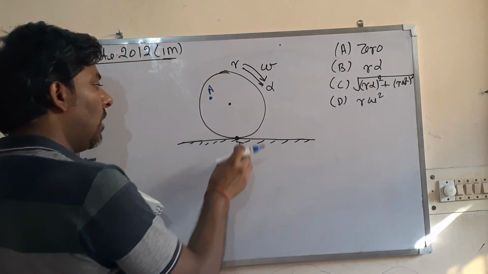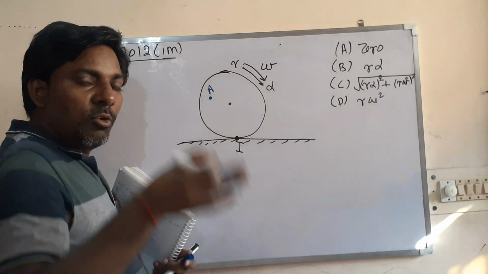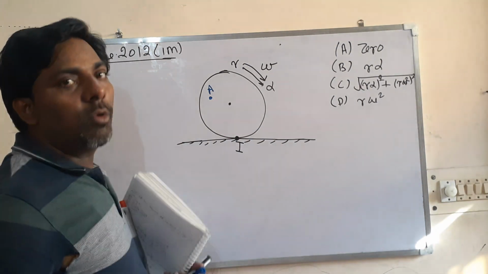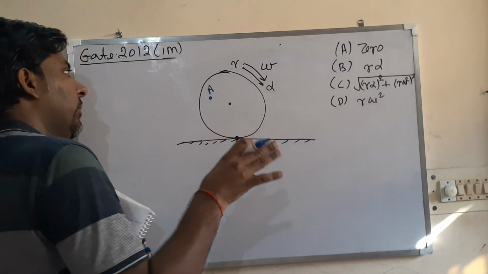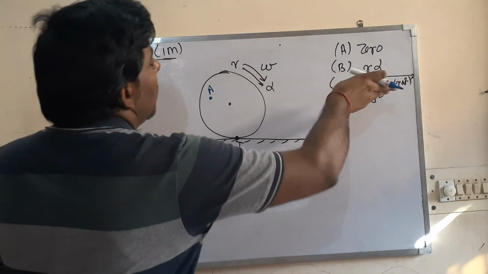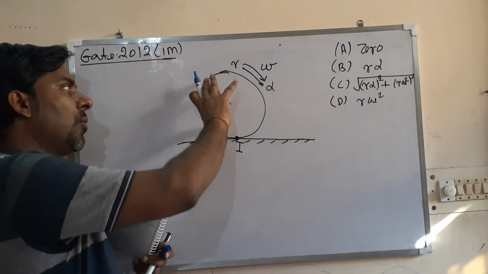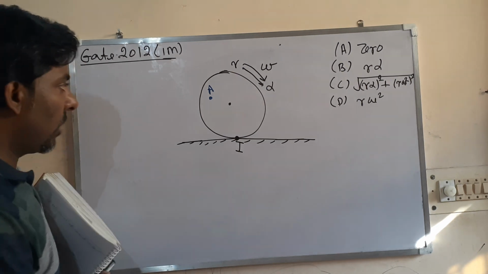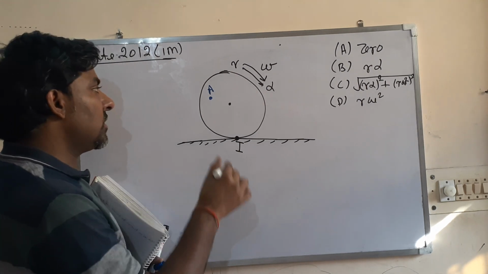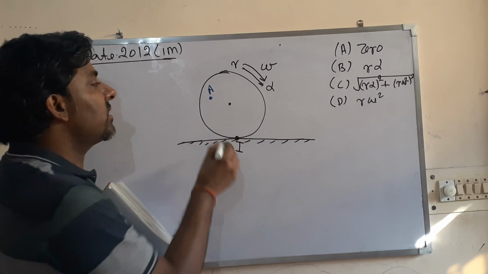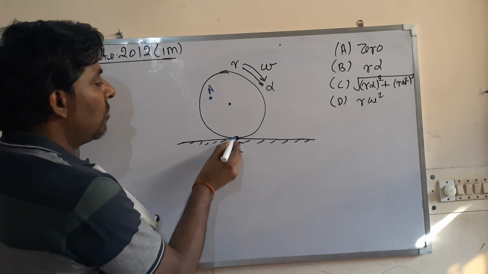So you know that IC means what? The whole body is rotating about I. If you sit at the I, then you will find that the body is only rotating, not translating. But when you see from the ground, you will find that it is rotating and translating. When you see from this I, you will find pure rotation. So to simplify the problem for better understanding, I am assuming how to calculate the acceleration of this point A. So this is rotating about I.